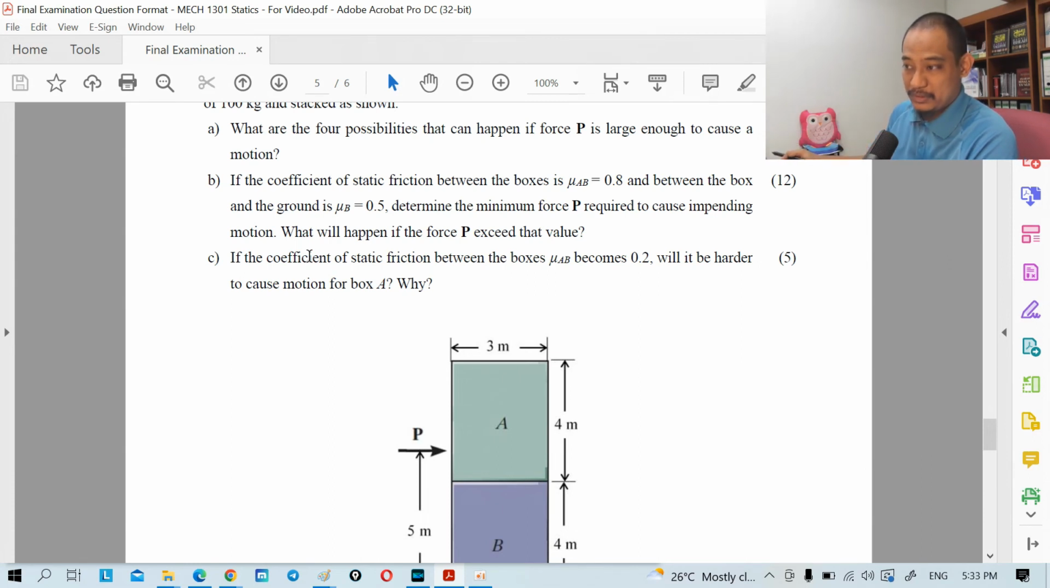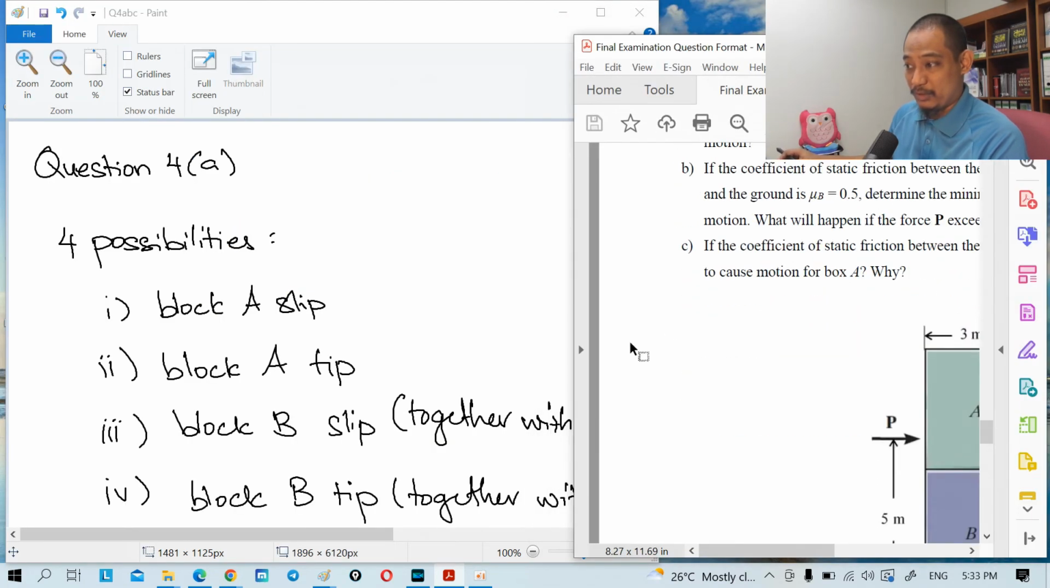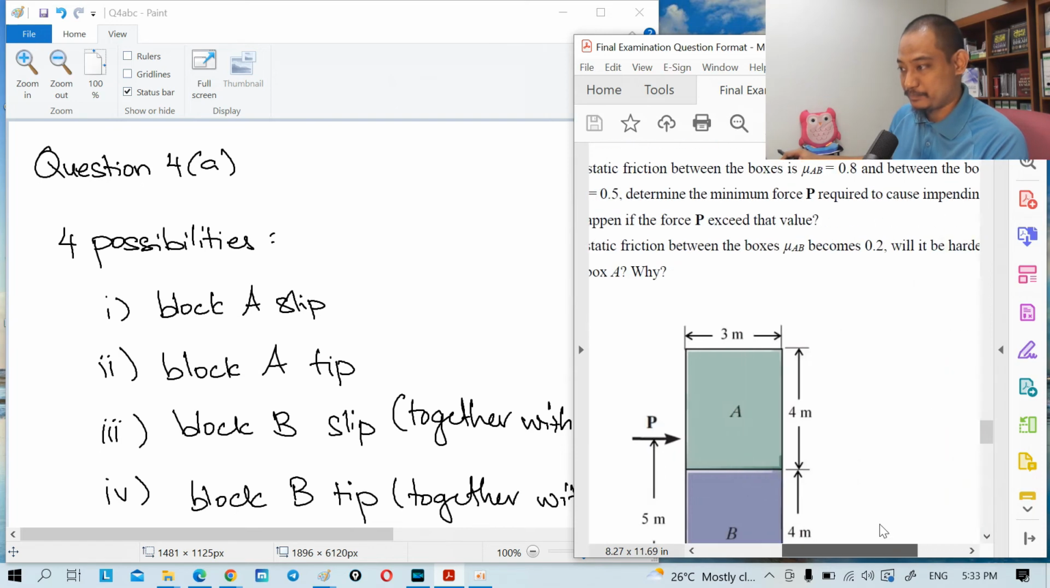What will happen if force P exceeds that value? So what will happen, meaning one of the four possibilities, right? Because only one of the four will actually happen.